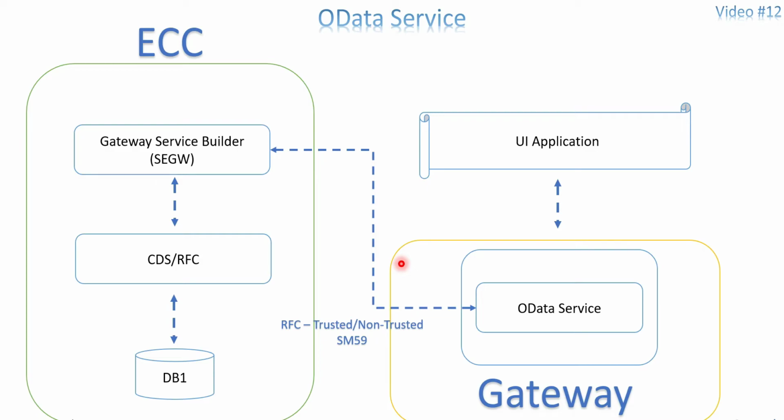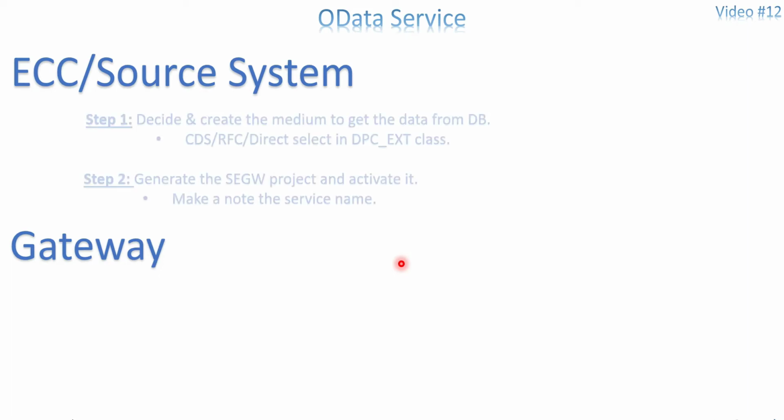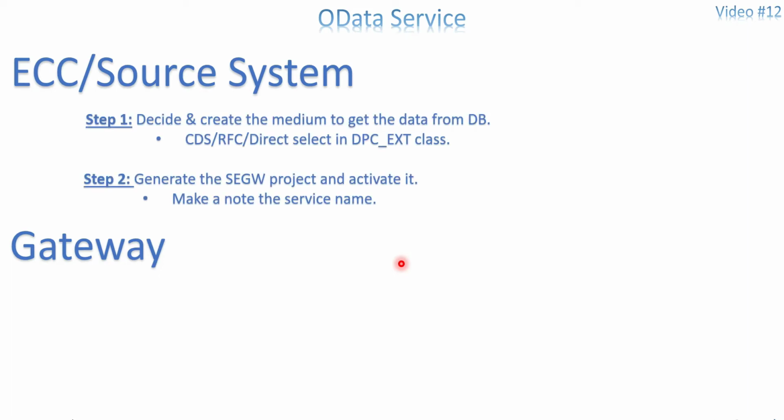So, what is next? I'm going to show you the steps. First, decide and create the medium to get the data from the database. It can be anything, CDS or RFC or direct select in a class. Second step, generate a project in SEGW and activate it. Make a note of the service name, because from the gateway server, through the service name only we are going to access our servers. These are the two steps which we have to do in the source.